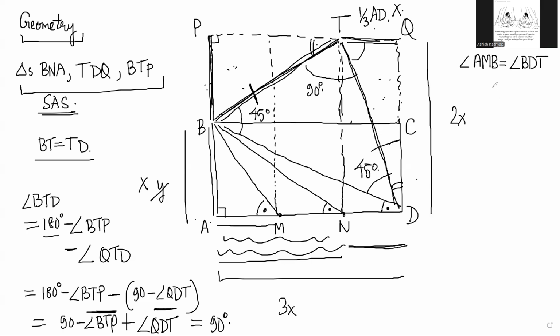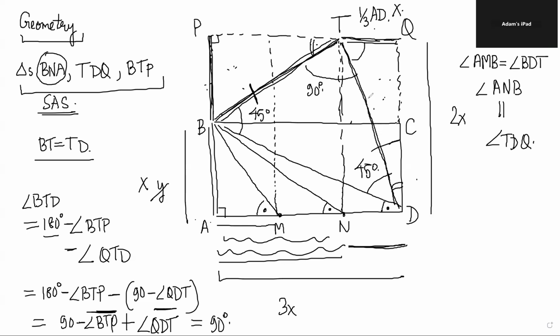And ANB, if you think of angle ANB, that is part of my triangle BNA. That is the same as TDQ. Because of congruency, BNA and TDQ, if you look at ANB angle, it is opposite to the X here. So what is opposite to the X here? Opposite to that is TDQ, right?